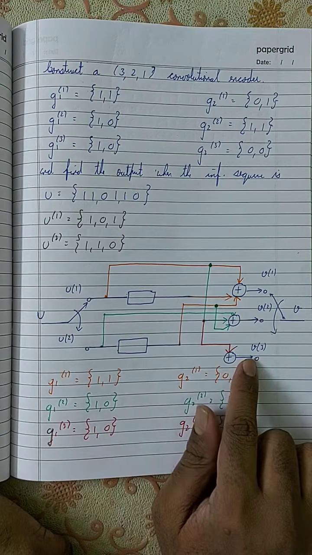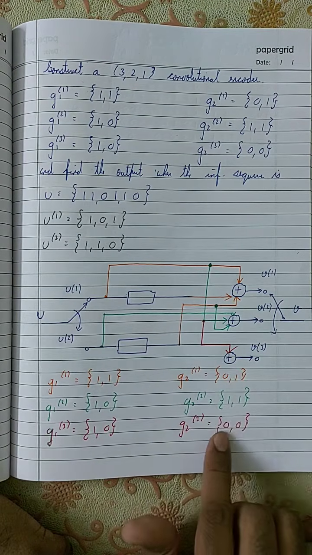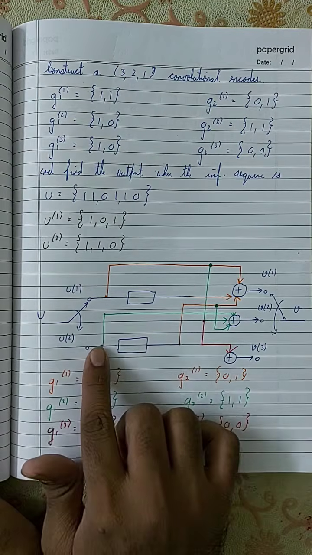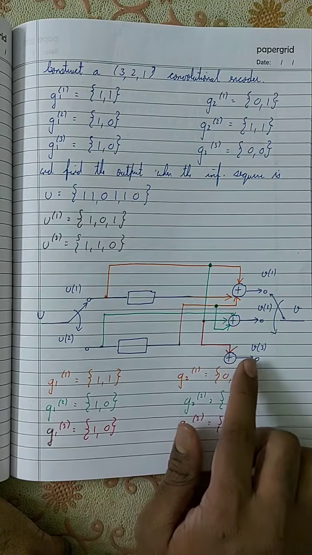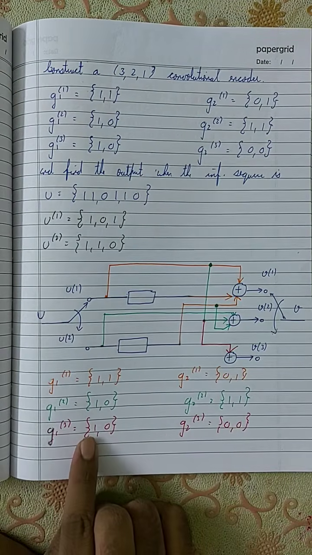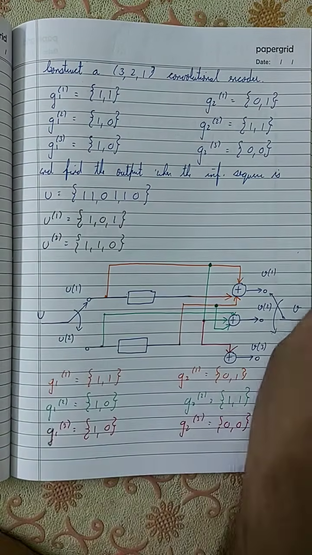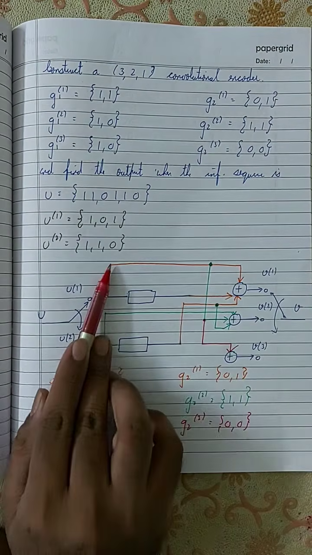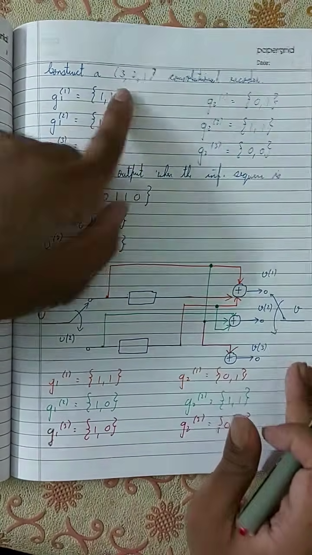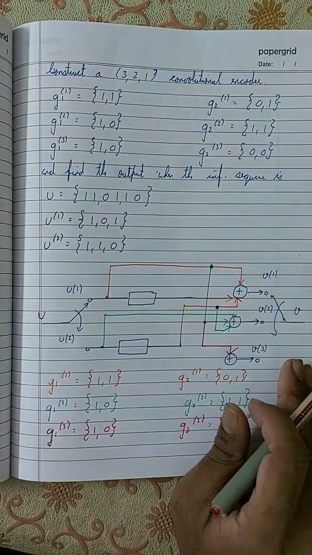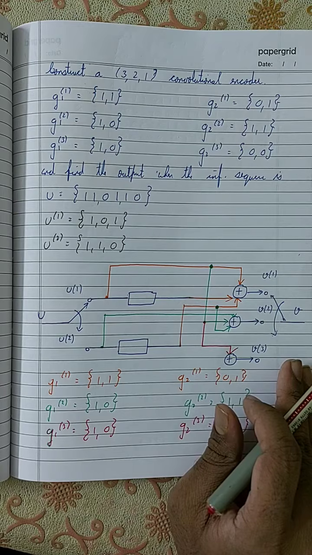0 0 means there's no connection from here and no connection from here. In other words, V of 3 has nothing to do with the second shift register block, because both the values are 0 0. V of 3 only has a 1 over here, with respect to the first shift register block, which is this point right here. Okay, so this is your 3 2 1 convolutional encoder.